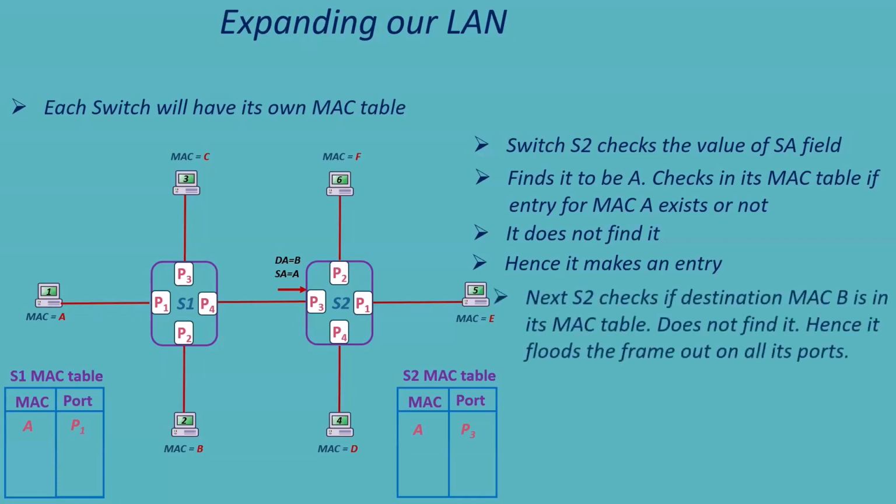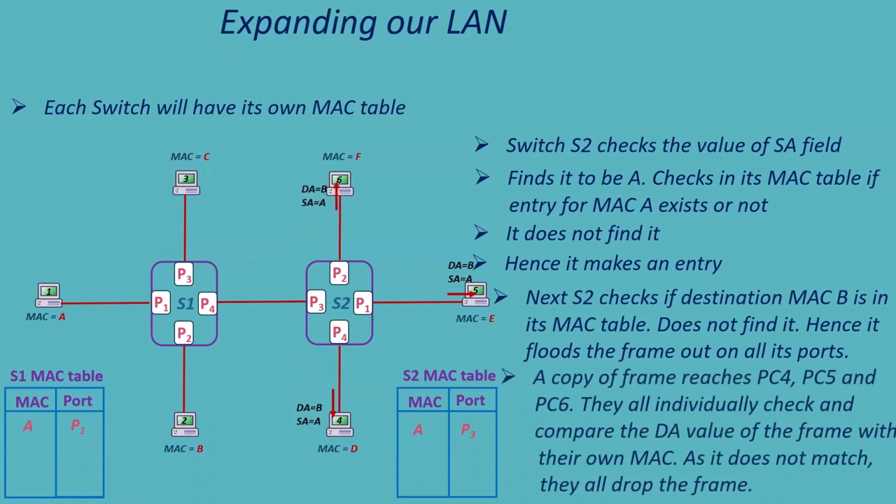Okay. Next, it checks the destination address, which is B. And again, an entry for B is not in the MAC table, so it has no other option but to flood the frame. Of course, these frames reach PC 4, 5, and 6, which also check the destination address field of the frame. It's B and it does not match either D, E, or F, hence all three of them just discard the frame. So this is how a unicast frame gets propagated across multiple layer 2 switches.